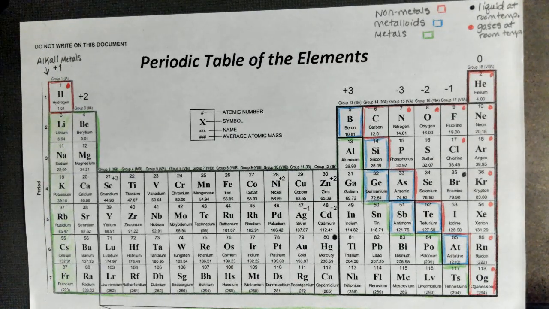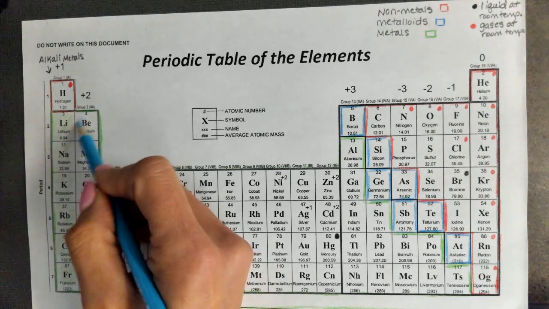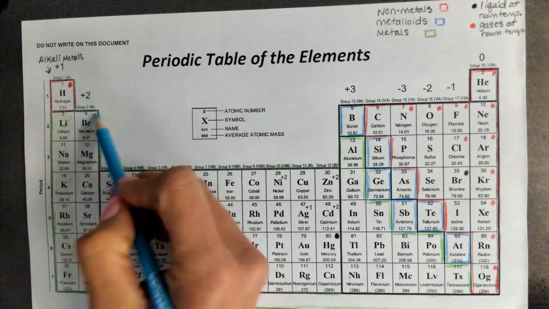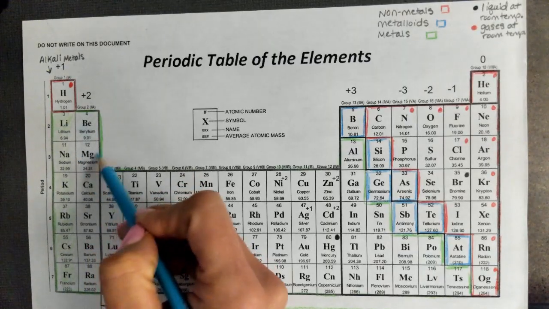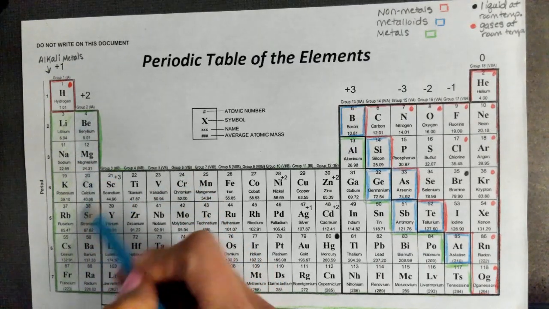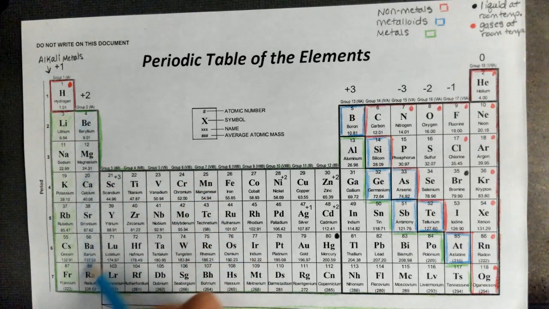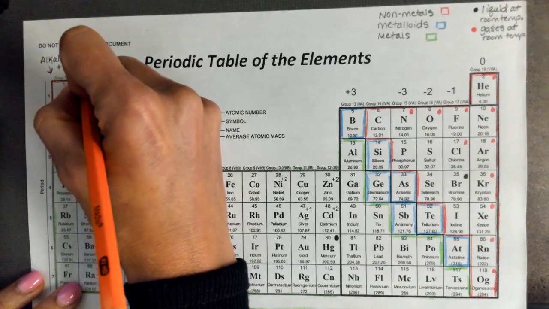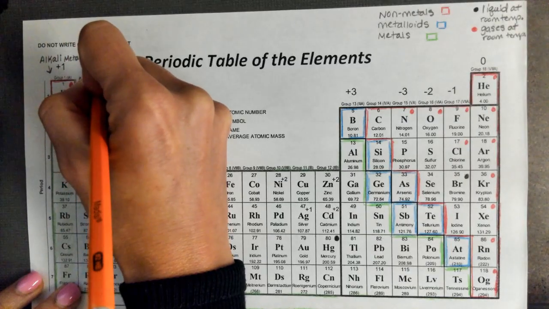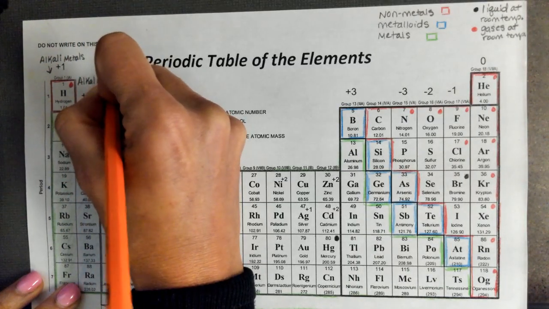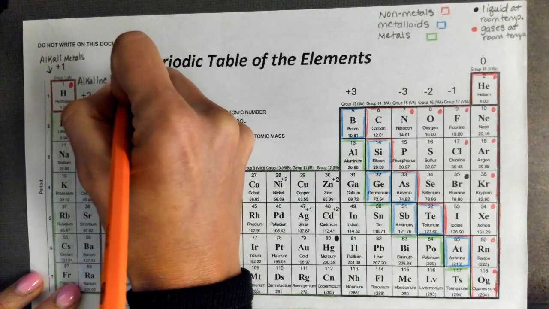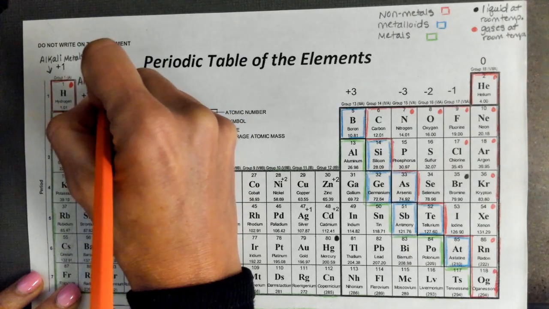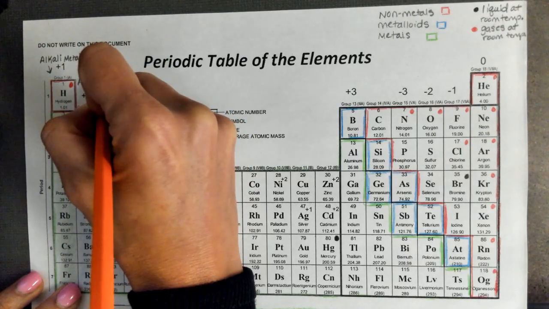The next group we're going to shade in blue. I'm doing a light blue, so you want to do a light shading, ladies and gentlemen, so you can still see all of the information that is in the boxes. Okay, and I'm going to label that alkaline earth metals. That's group 2.